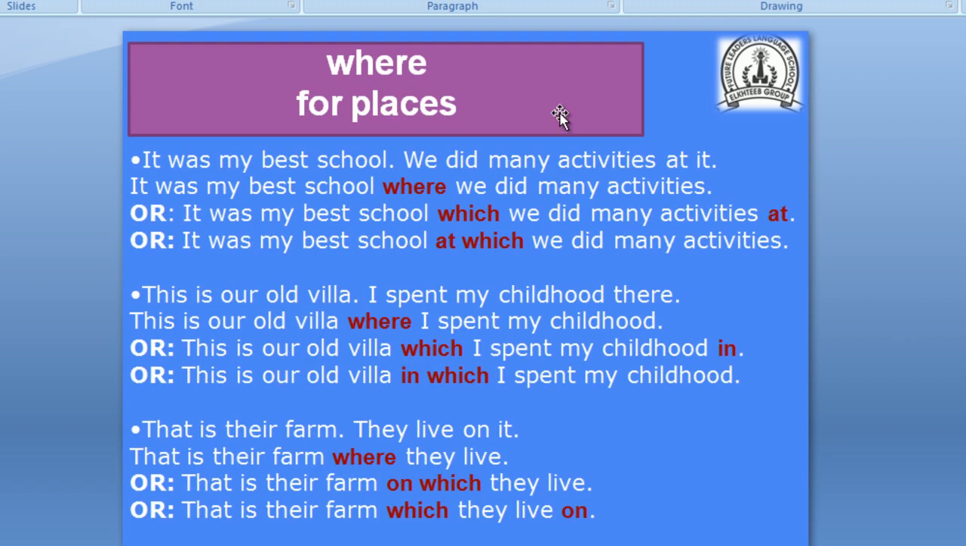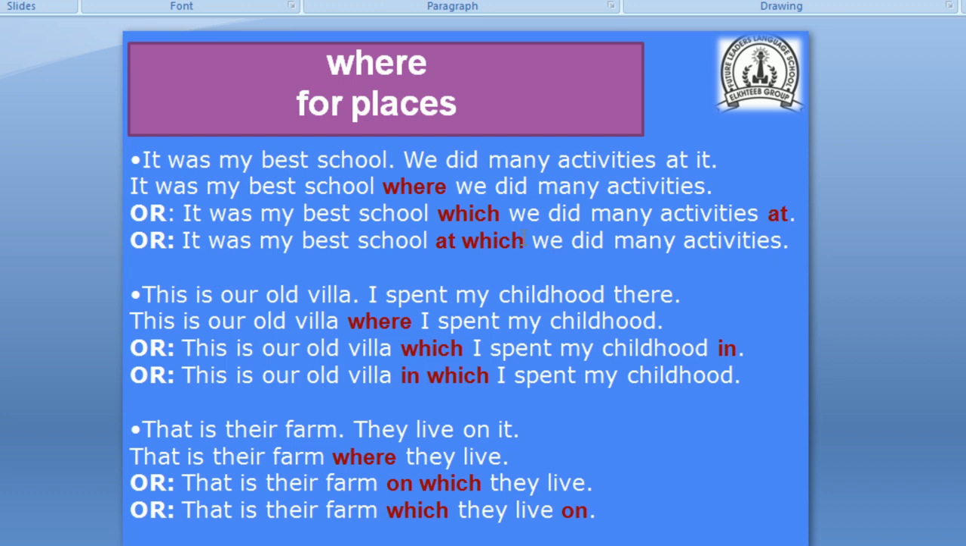Where for places. It was my best school. We did many activities at it. It was my best school where we did many activities. And omit or drop at it. Instead of at it, we used where. Or it was my best school which we did many activities at. Or it was my best school at which we did many activities.